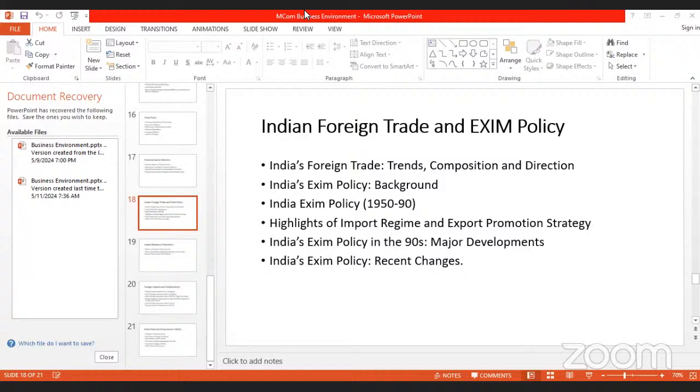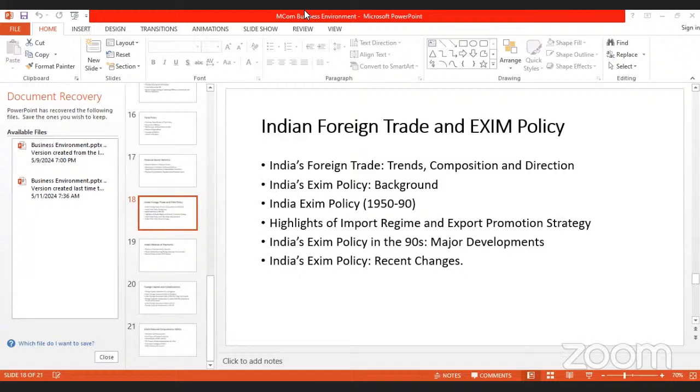Well, the next topic under this EXIM policy is India's EXIM policy in the 90s and to study the major developments under this. So, the 1990s marked a period of economic liberalization in India, which significantly impacted the EXIM policy. So, what happened in the 1990s? The major developments were there. So let's see what these developments were.